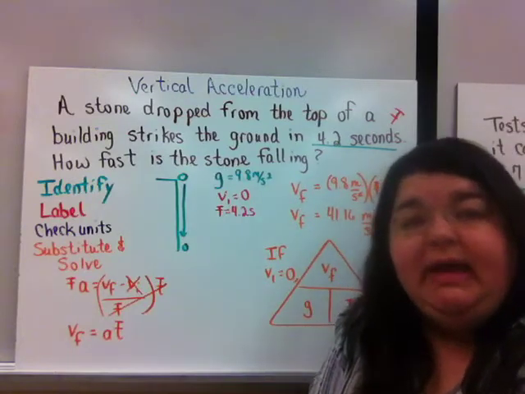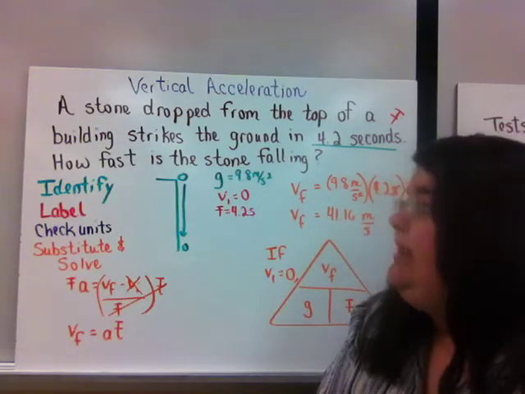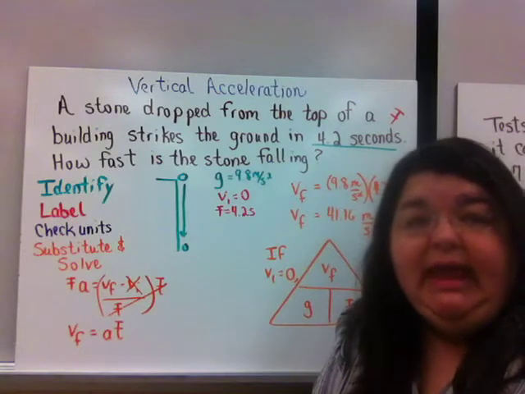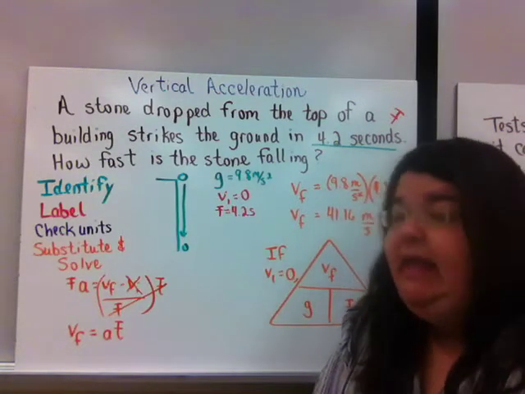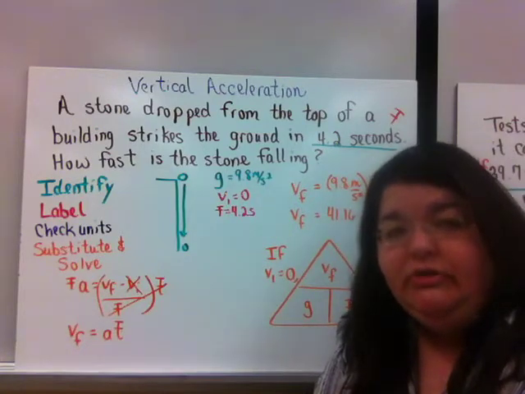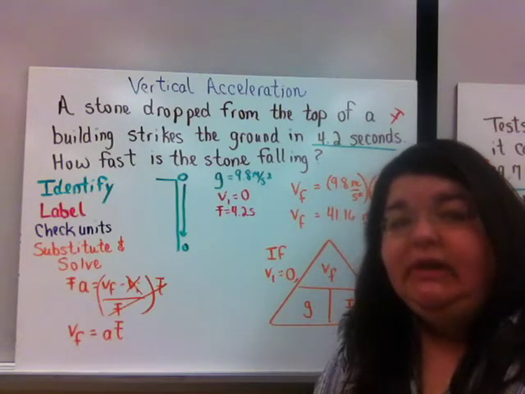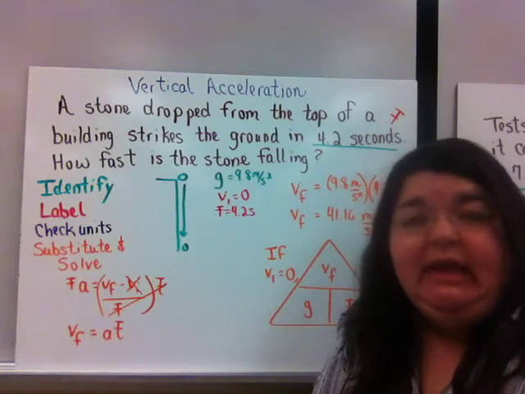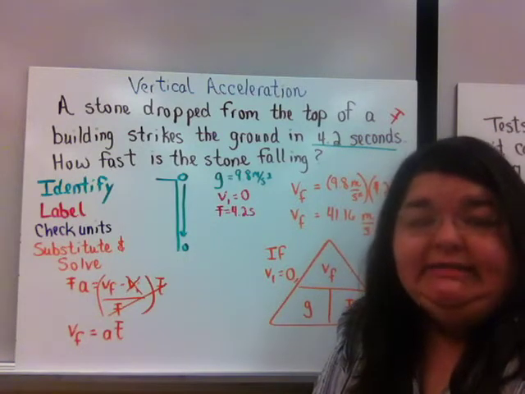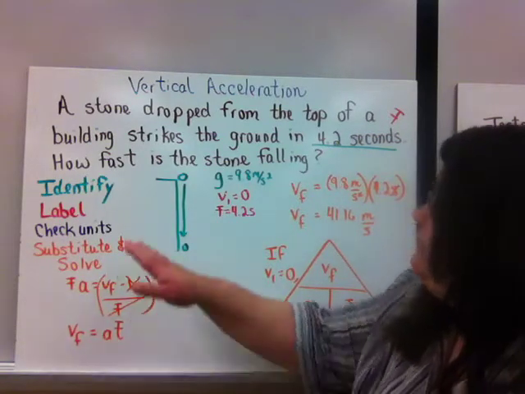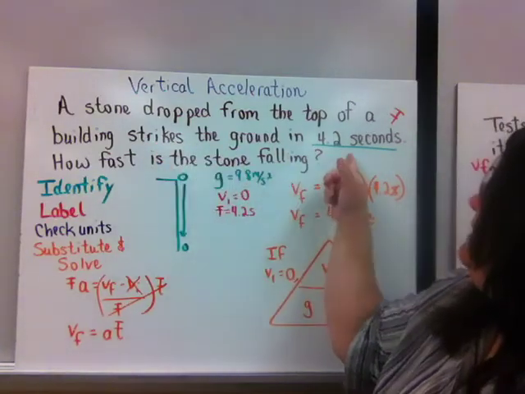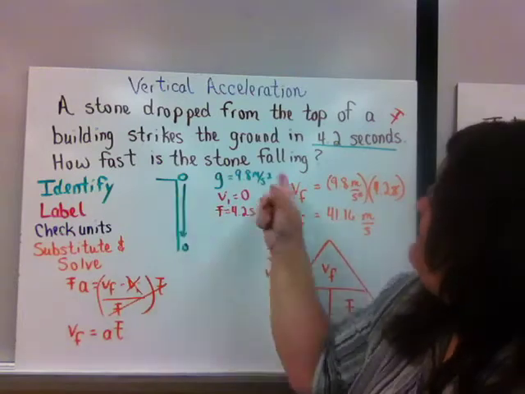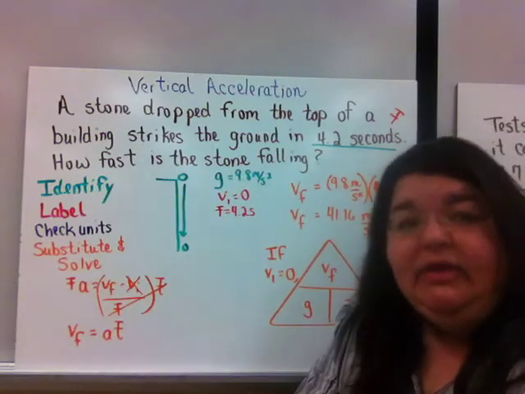Now, when we're talking about acceleration, we can always go vertical. And when we go vertical, our acceleration is going to be gravity. These problems look harder than they are, so just follow the steps with me and you'll see, hopefully, that they are easier than they appear. So the question says, a stone dropped from a building strikes the ground in 4.2 seconds. How fast is the stone falling?